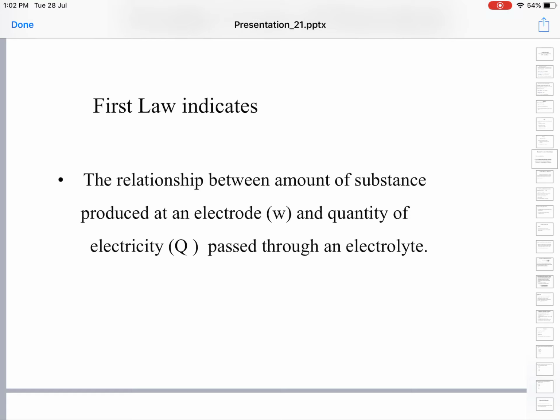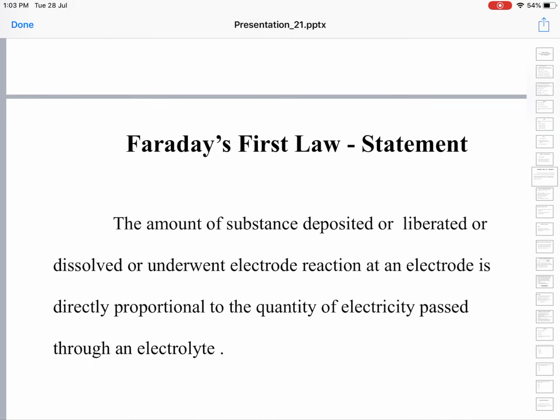He tried to find out. He conducted many experiments, analyzed the results, and established a relationship between the amount of substance produced at the electrode, that is, the weight of the substance produced, and the quantity of electricity Q passed through the electrolyte solution. He expressed it in the form of a law, which is popularly called Faraday's first law of electrolysis.